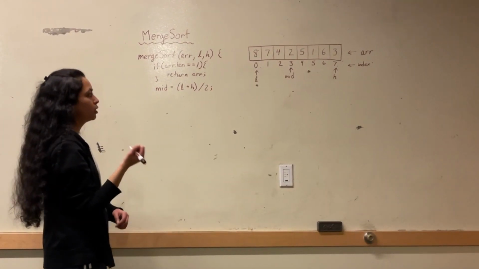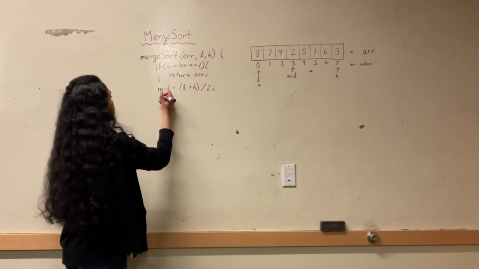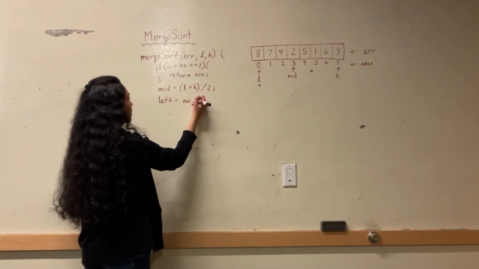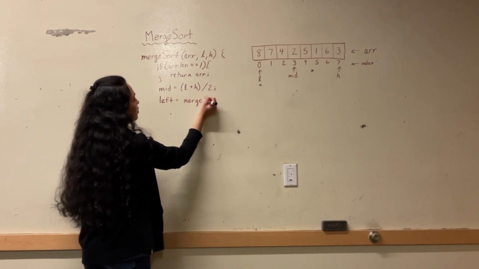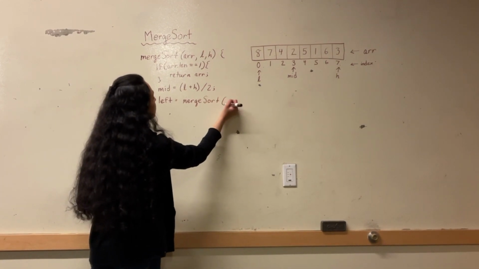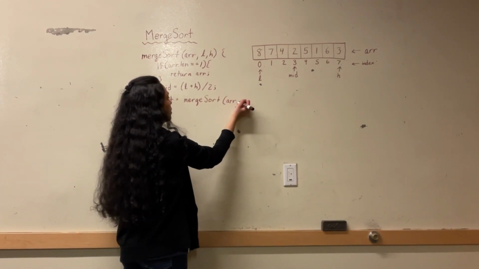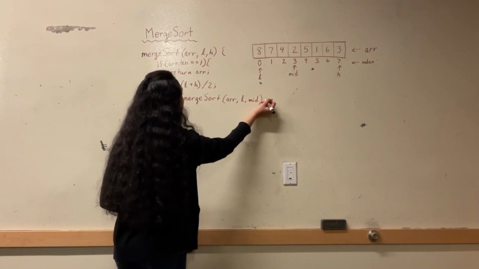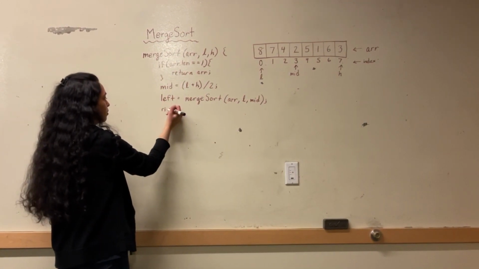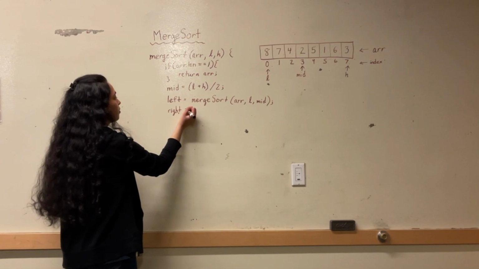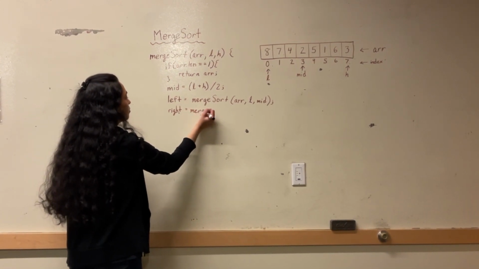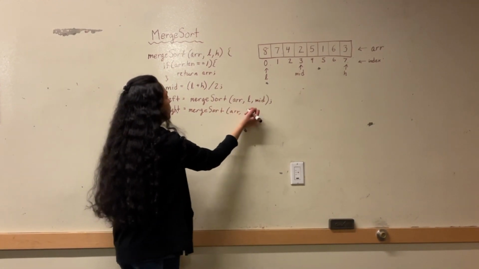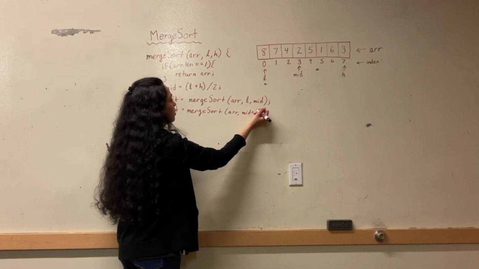Then we do two recursive calls to merge sort. The first one is on the left half of the array, and so we're going to assign that to a variable called left. Merge sort. So we're going to call this on the array from low to mid. And then we're going to do the same thing for the right half of the array. Merge sort in the array from mid plus 1 to high.